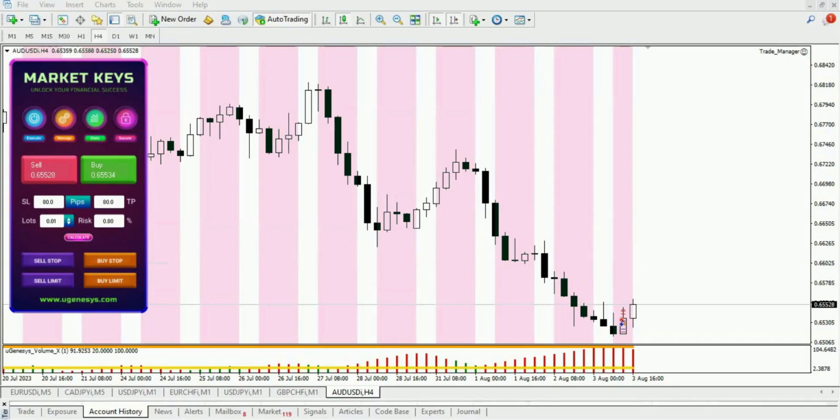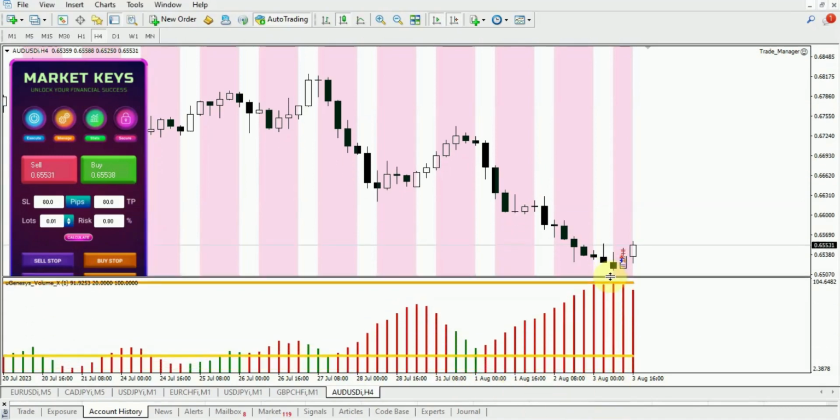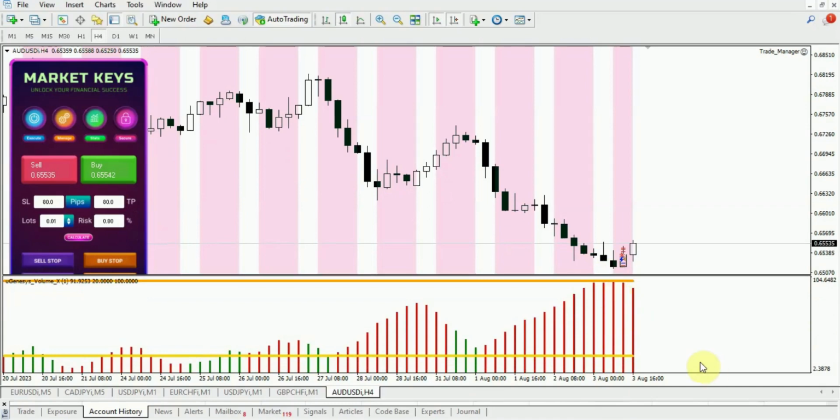So we're currently on the AUD USD chart, and we are using our uGenesys Volume X indicator and our Market Keys Trade Manager. So let me just pull this up to show you our volume section here, and the strategy that we use is that whenever these bars cross this golden line here, then we know that the volume is sufficient to take the trades, and also when the price action is inside this purple highlighted area, then we know that's a good time to take the trades as well.